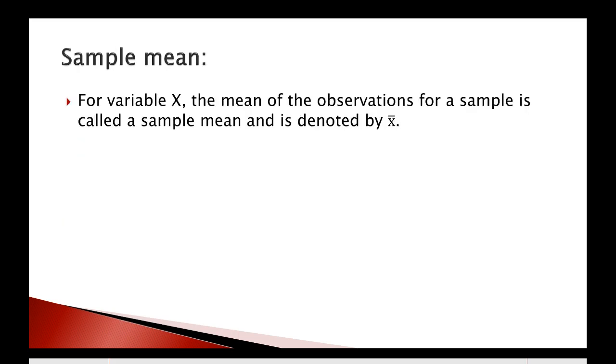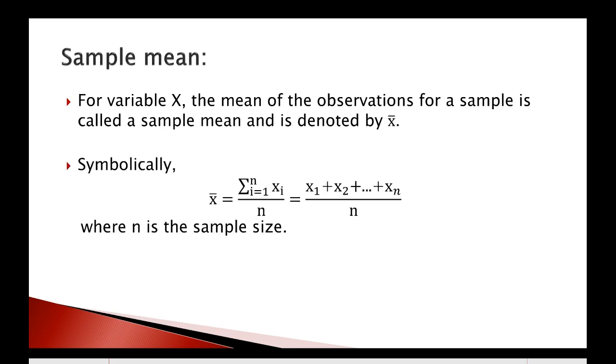Finally, let's look at the sample mean. For a variable x, the mean of observations for a sample is called the sample mean and is usually denoted by x bar. Symbolically, we can denote x bar as the summation of xi divided by n, which is the sample size. Let's look at an example.